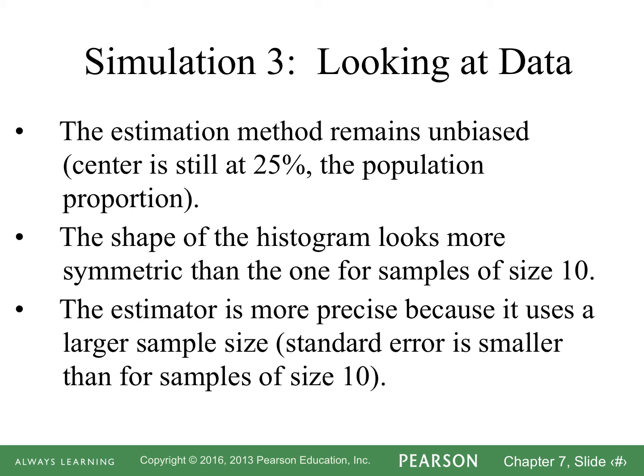Okay, so here's some notes about what happens when we increase the sample size. The estimation method remains unbiased, right? The center is still at 25%, which is where that red triangle is. But the shape of the histogram is more symmetric than the one for a sample size of 10. The estimator is more precise because it uses a larger sample size. Standard error is smaller.